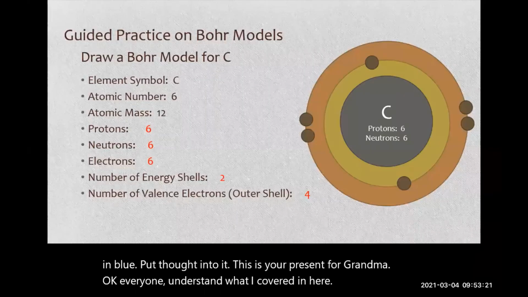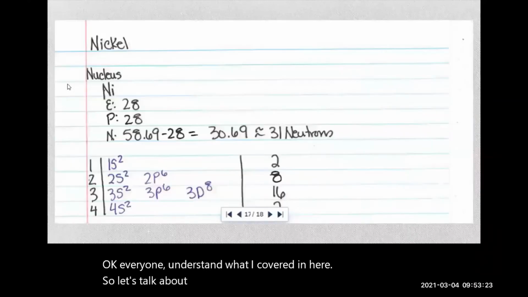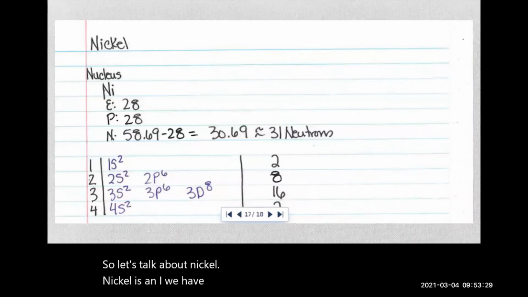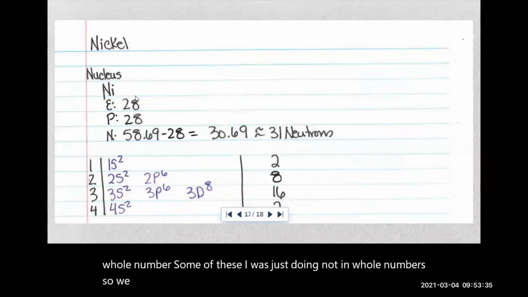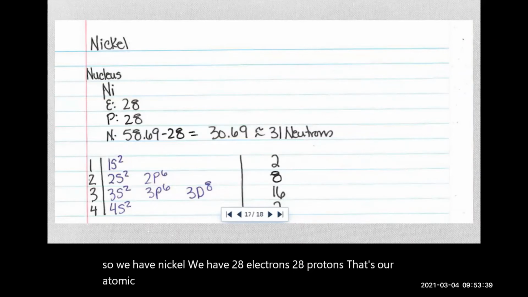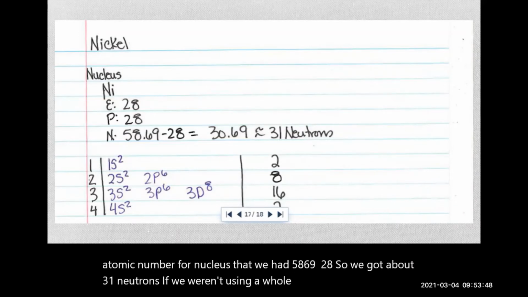So let's talk about nickel. Nickel is Ni. For most of these, I will be giving you a whole number, but some of these I was just doing not in whole numbers. So we have nickel, we have 28 electrons, 28 protons. That's our atomic number. For neutrons, we had 58.69 minus 28, so we got about 31 neutrons. If we weren't using a whole number, we were using the average atomic mass.